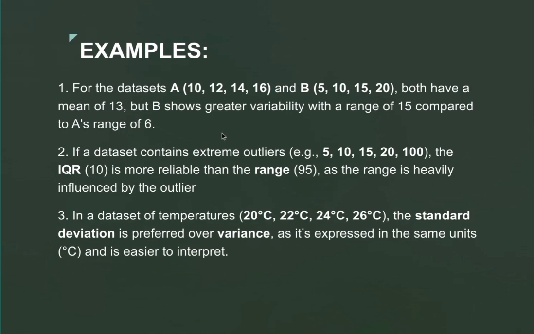In a dataset of temperatures 20 degrees Celsius, 22 degrees Celsius, 24 degrees Celsius, and 26 degrees Celsius, the standard deviation is preferred over variance as it's expressed in the same units, Celsius, and is easier to interpret.